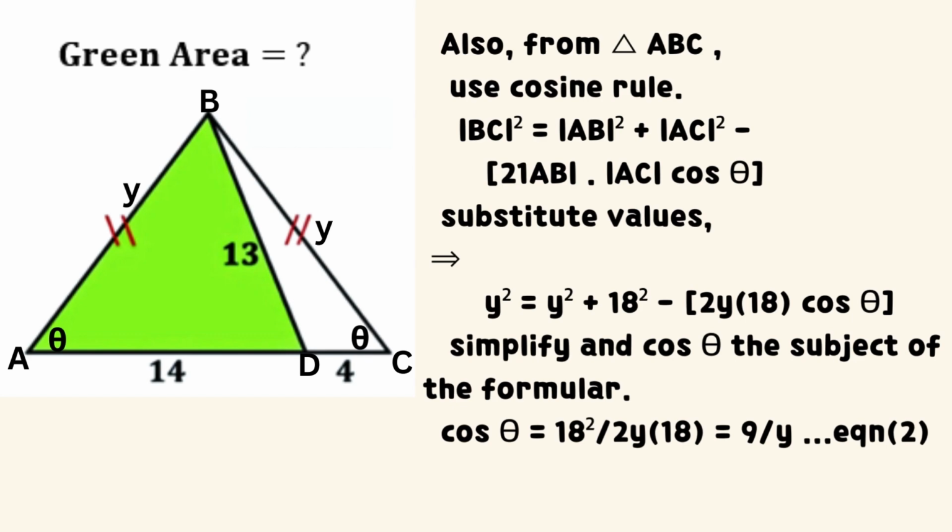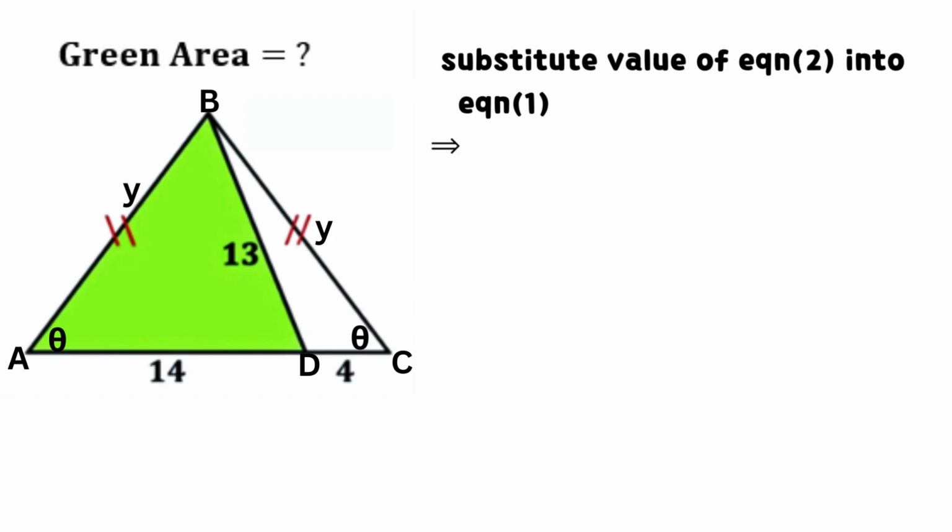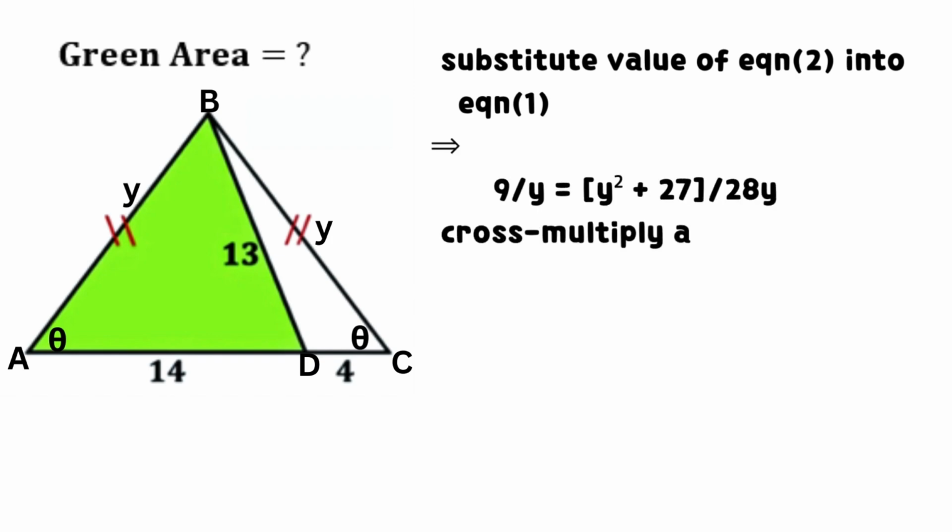Simplify and make cosine theta the subject of the formula. Cosine theta equals 9 divided by y. We call it equation 2. Substitute the value of equation 2 into equation 1.